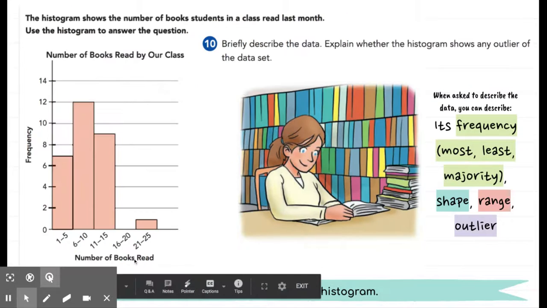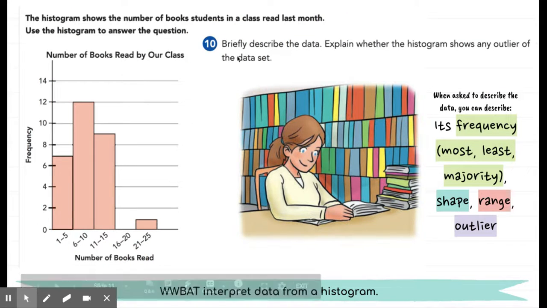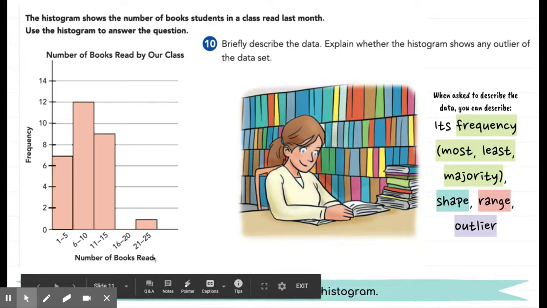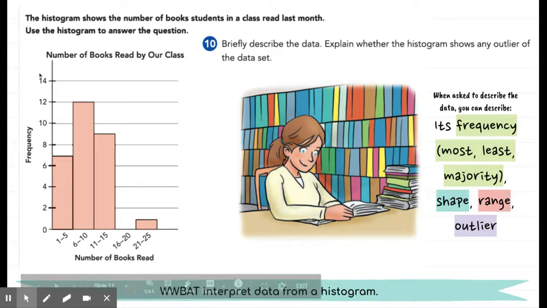So for the next question, you're going to briefly describe the data of this histogram. This histogram shows the number of books students in the class read last month. Use the histogram to describe this data. Now, the x-axis shows the number of books read, and the y-axis shows the frequency. So how many people, or how many times the book has been read.